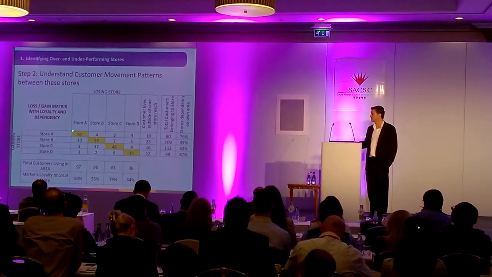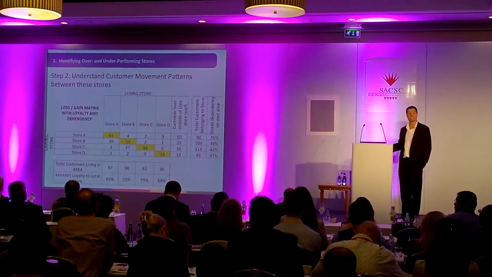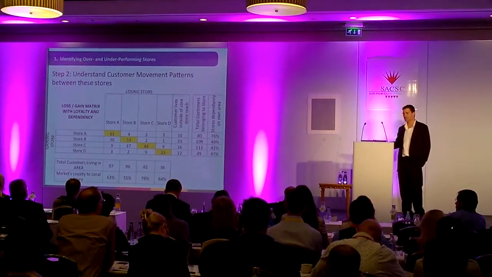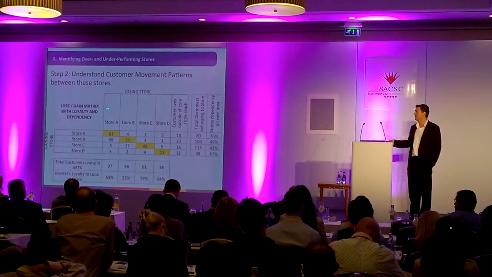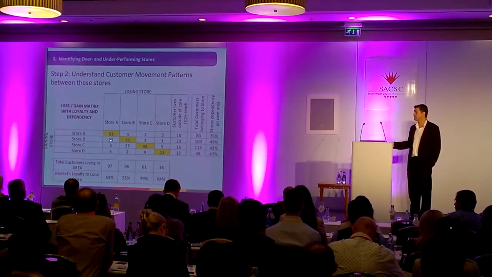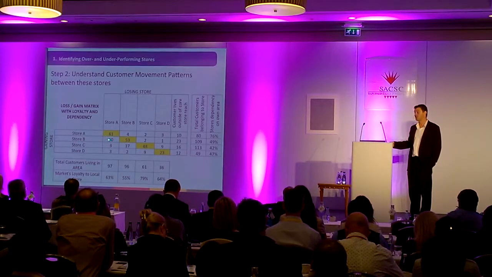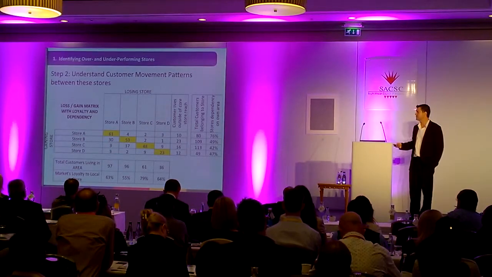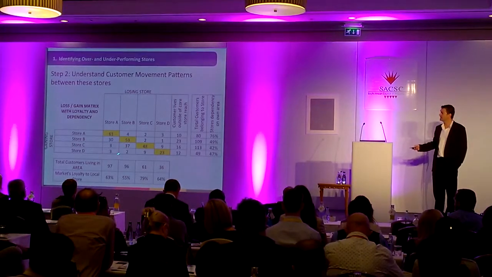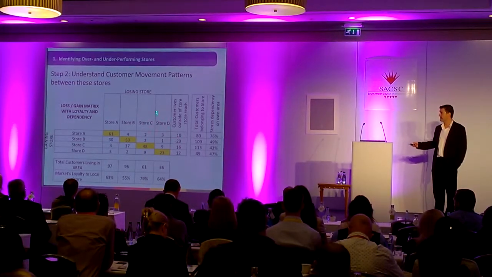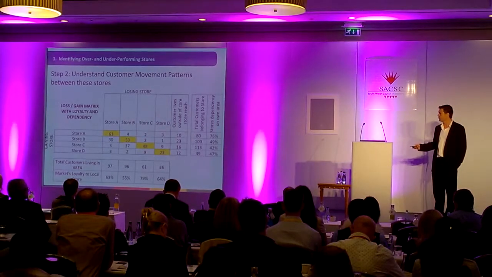So that gives us store A a loyalty of 63%. 63% of the customers in its area actually made use of that store. 30 of the customers in store A's area kind of defected to store B, and then 3 each to C and D. And so you can see by each column how loyal that area is to its local store.